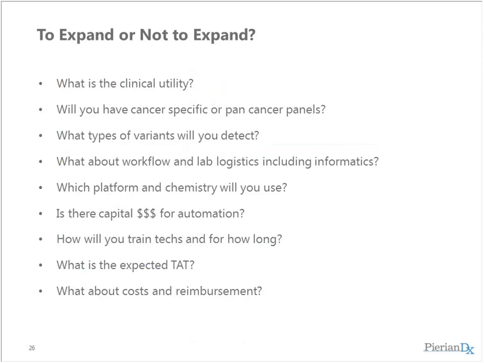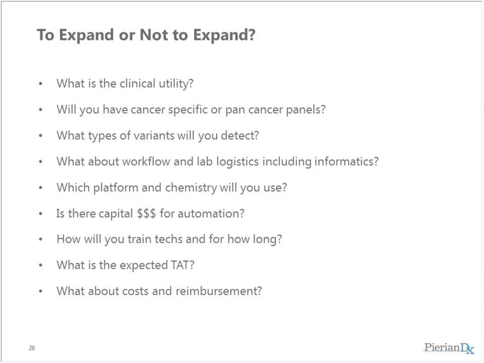And so we talk about what's the clinical utility of this. Are we really going to impact patient care? Will we have cancer-specific panels in the lab as there are commercially available, or will we have pan-cancer panels that we can use across the board? And again, there are a number that are commercially available, including the 170 that people are talking about today. What types of variants are we going to detect? We thought we were doing a great job with the SNVs, and then the CNVs came about, and the fusions, and all of these things now become important.